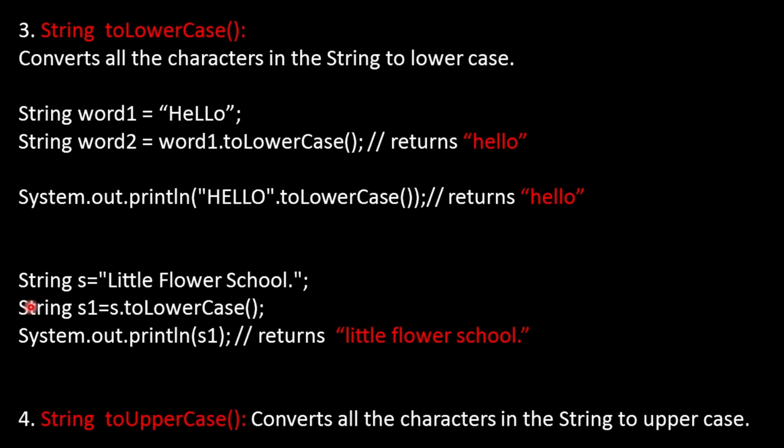Now see the third method. String S is equal to little flower school. The full stop is also there. String S1 is equal to S dot toLowerCase. Then this little flower school will be converted completely to lowercase and that will be printed. See the answer, everything is converted to lowercase. Remember, when you give a string which is already in lowercase, there is no change. toLowerCase is used for converting the characters to lowercase.